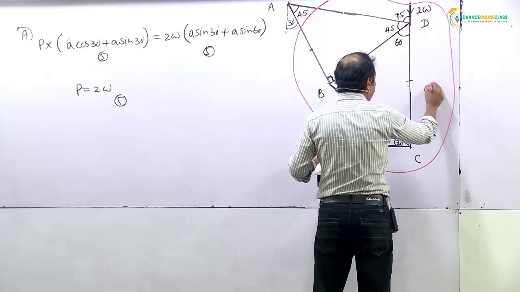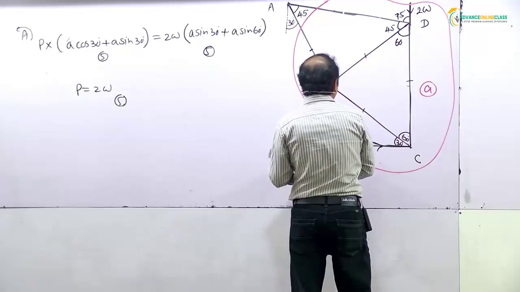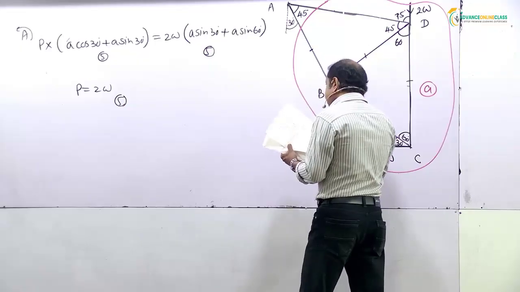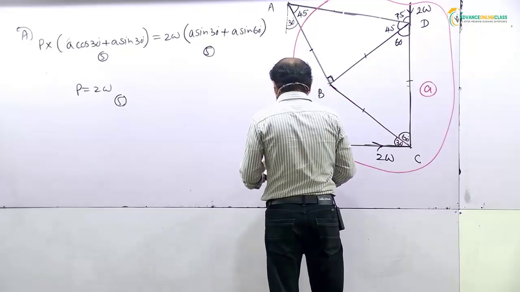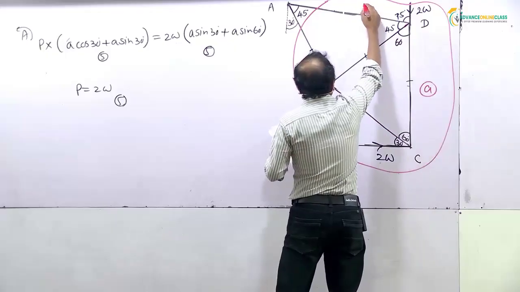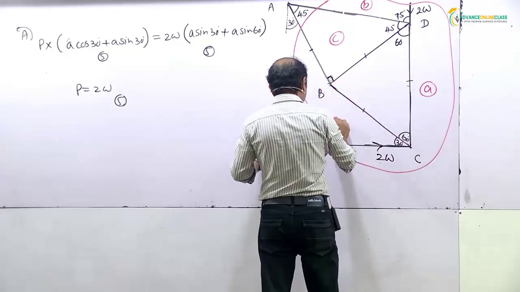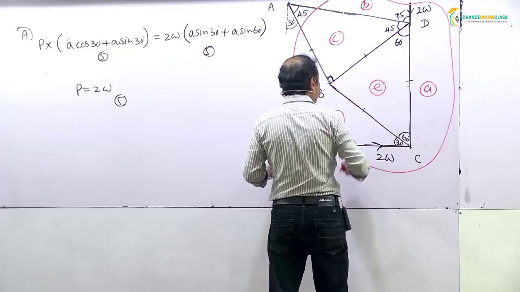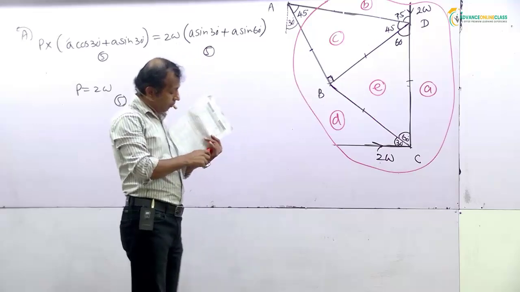So this region is A. This P I take as now 2W because we found that P is 2W. This region is B. Now this region is C. This region is D. This region is E. Right. Now let us draw.